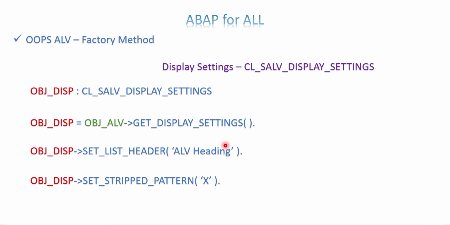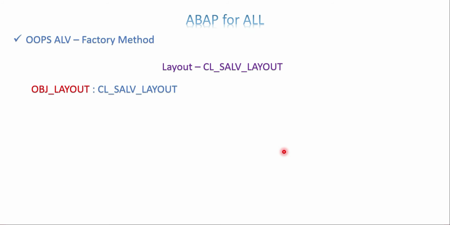Once you get a reference, if you want to add a heading, use this. Suppose you want a striped pattern, like what we call a zebra in ALV. If you want that to be enabled, then use this particular method. And the next one is layout.